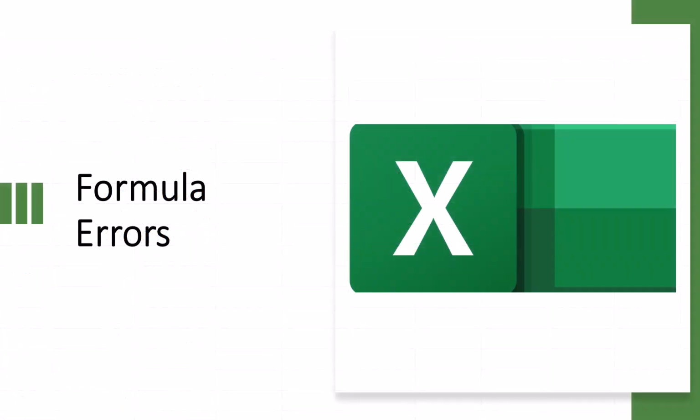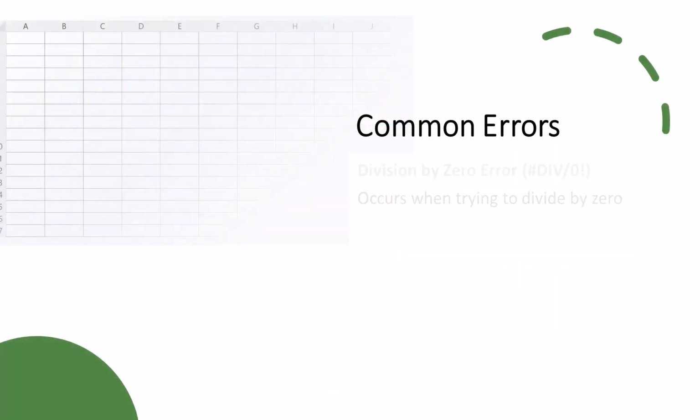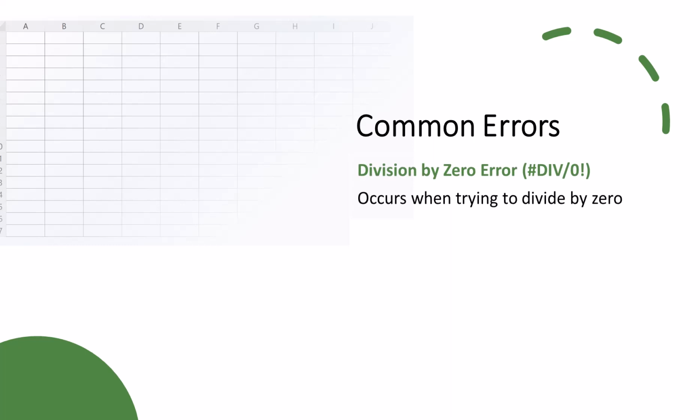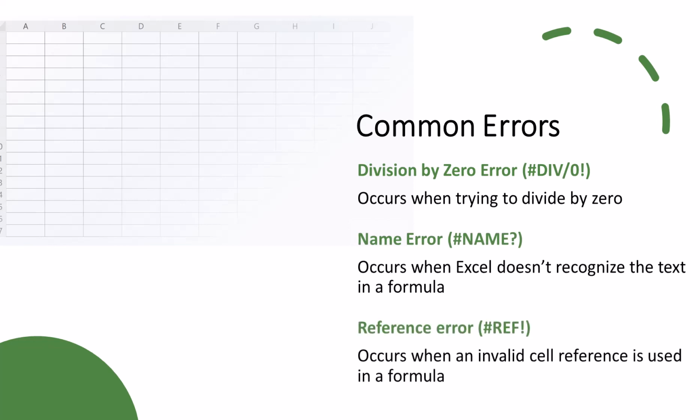Formula errors. When we enter a formula, it can sometimes lead to errors. Some common errors that you may see are the division by zero error, which occurs when you're trying to divide by zero, the name error, which occurs when Excel doesn't recognize the text in a formula, and the reference error, which occurs when an invalid cell reference is used in a formula. Understanding what these errors mean can help you troubleshoot what may be wrong with your formulas when you are using them in your worksheet.